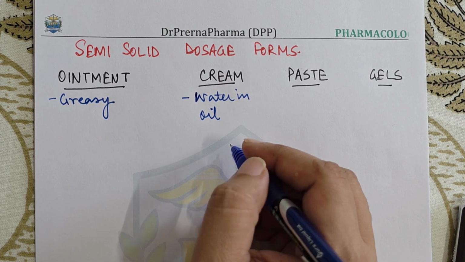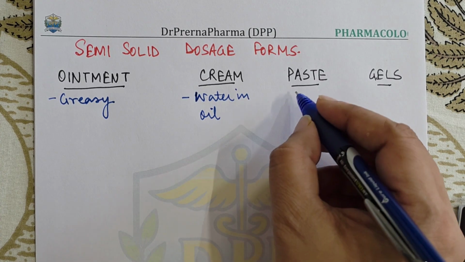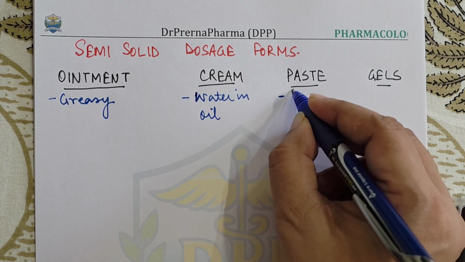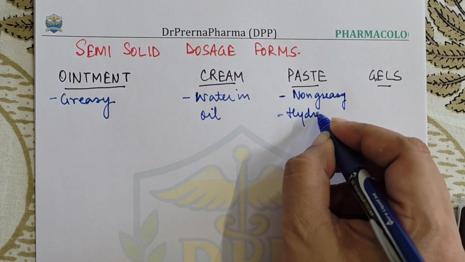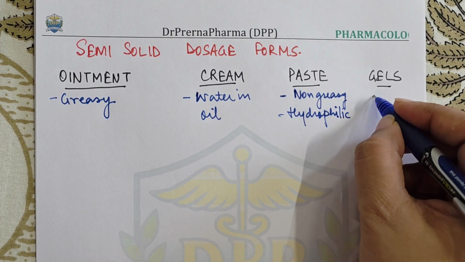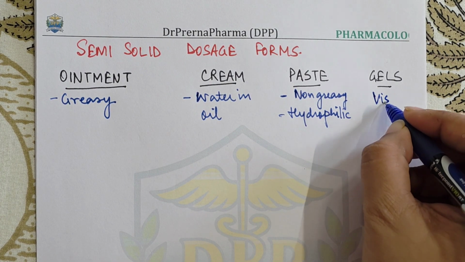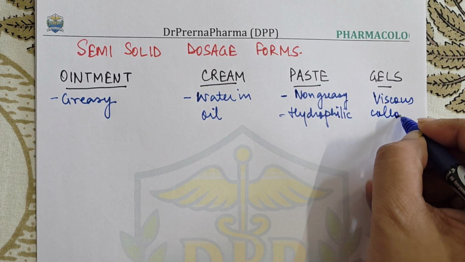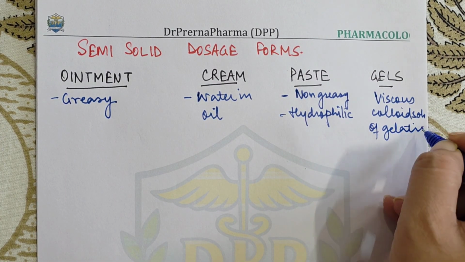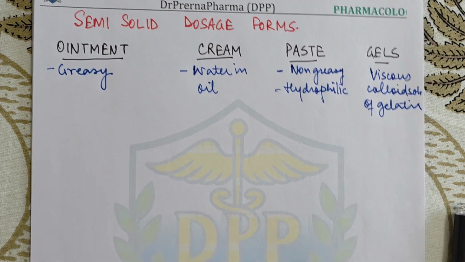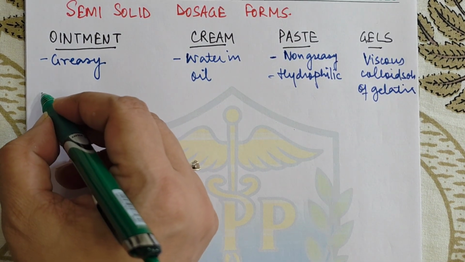It is better absorbed from the skin than from an ointment. Then paste is basically a non-greasy preparation, absolutely non-greasy. They are basically hydrophilic preparations, and gels are basically a viscous colloidal solution of gelatin, right? And so now let's come to the different types. What is their understanding, advantages, disadvantages?